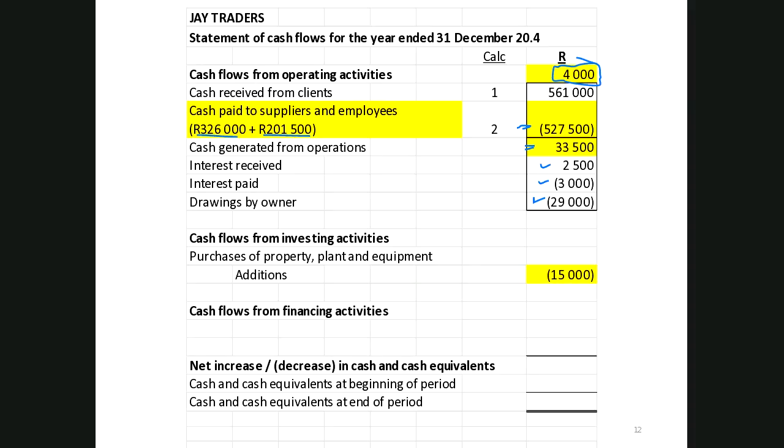Okay. So you will see, if you were a user, this is quite interesting information to read, because it's telling us something quite different to what the statement of profit and loss is. It's telling us that this business generated 33,500 Rand cash from its operations. But if we take into account interest and the drawings the owner took out, there was only 4,000 Rand cash left from operating activities.